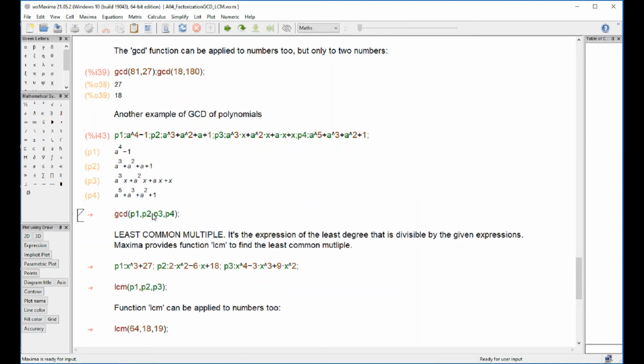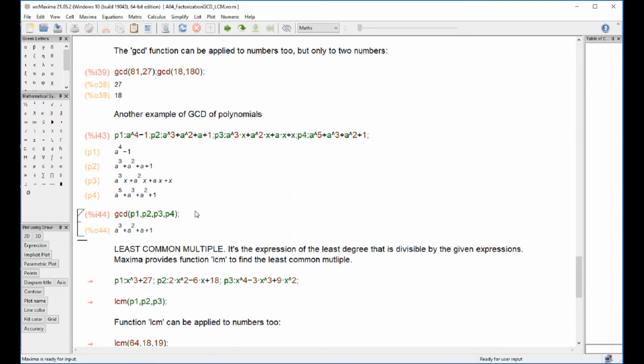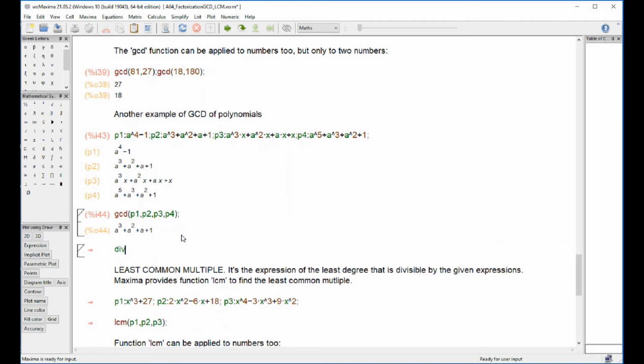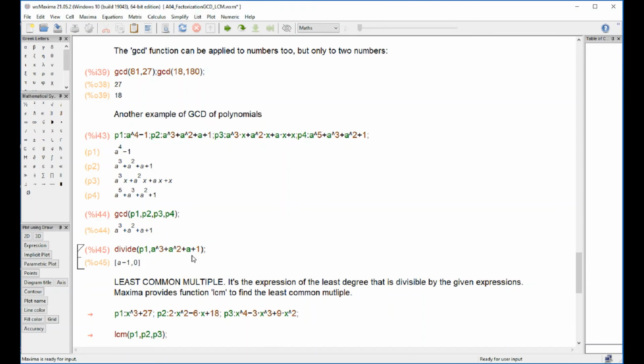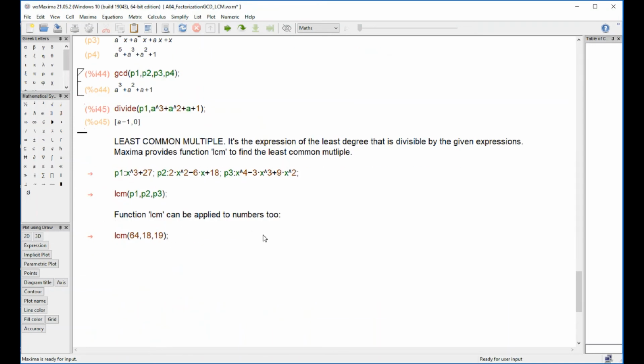Here's another example: P1, P2, P3, and P4. We're trying to find a greatest common divisor among all of them, and it turns out to be a cubed plus a squared plus 1. If we want to check that, we can use this function called divide. Say we divide P1 by, we put P1 comma, then I'm going to copy these. Shift enter, and it says that the quotient is a minus 1 and the remainder is 0. We can check with all of the others. I invite you to do that with the form.